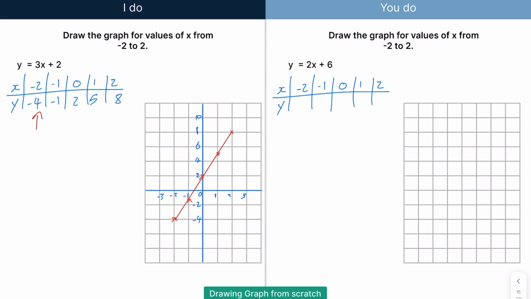So hopefully you have pressed pause and had a go at the example on the right. So first thing you would have done is fill out the table. So that's going to give us minus 4 plus 6, which gives you 2, and then 4, 6, 8, 10.